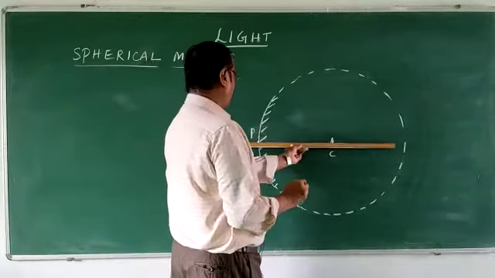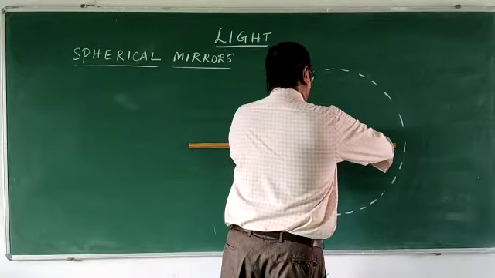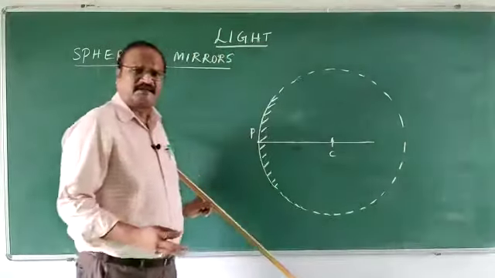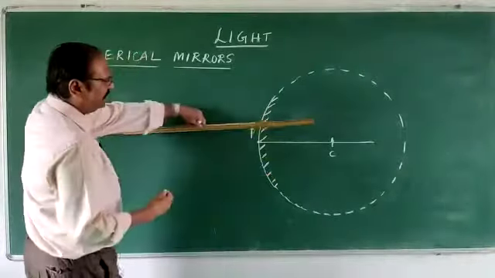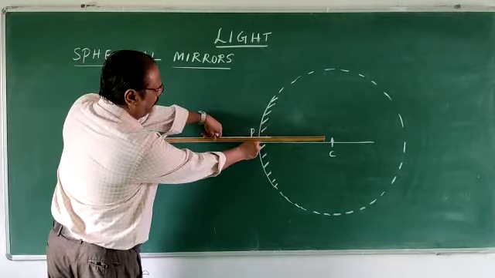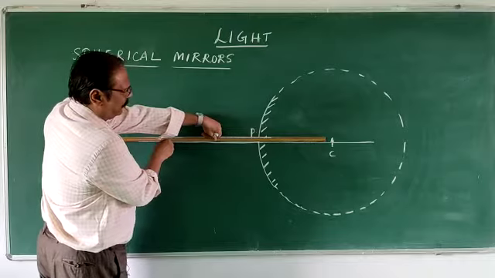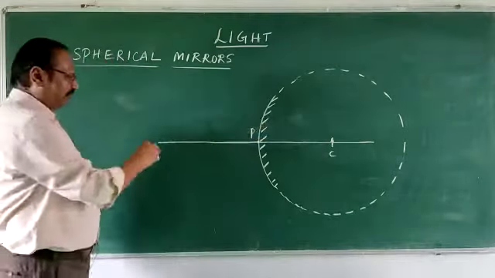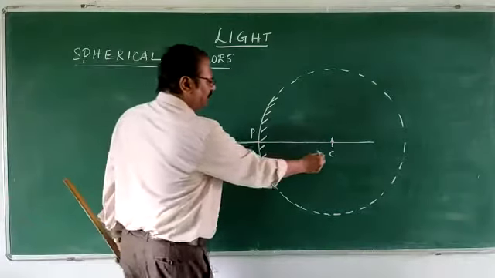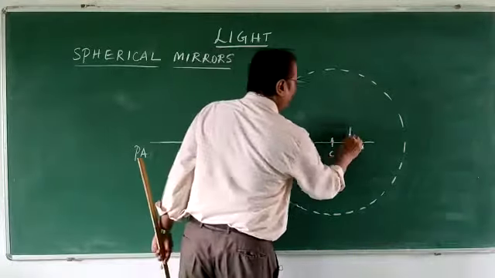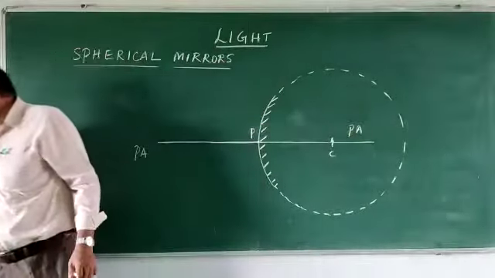I join a line passing from the pole through the center of curvature like this. But remember, reflection is taking place on this side, so the object has to be placed on this side. So let me extend it backward like this in order to keep the object. This line is called the principal axis because it is connecting the center of curvature with the pole. I hope you understand this point now.